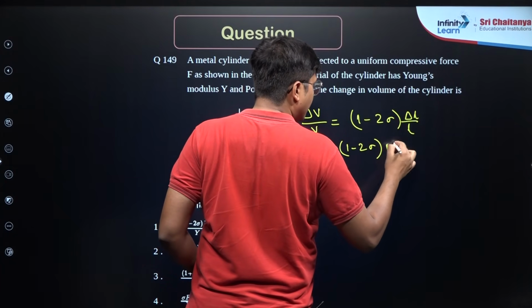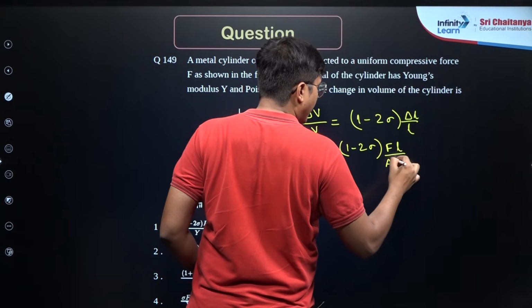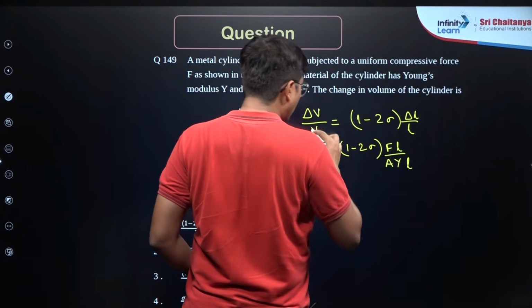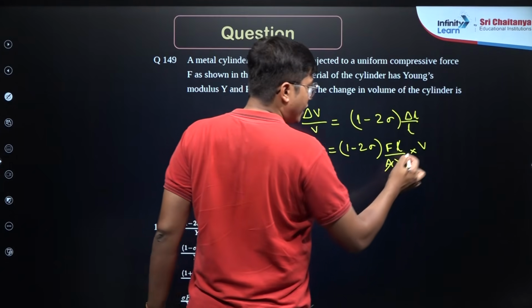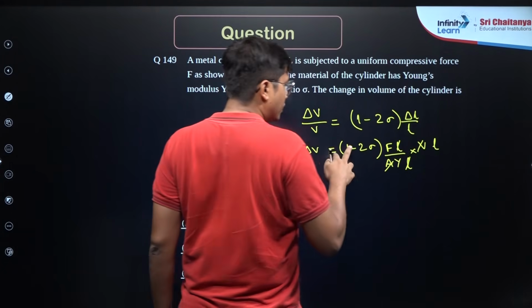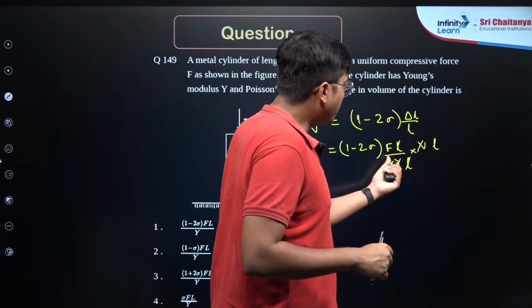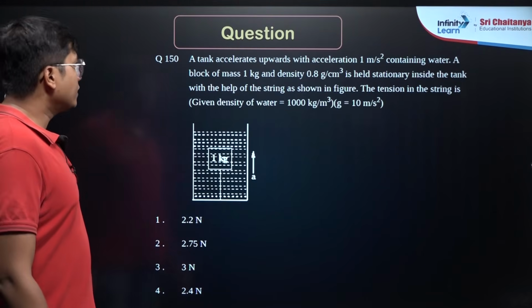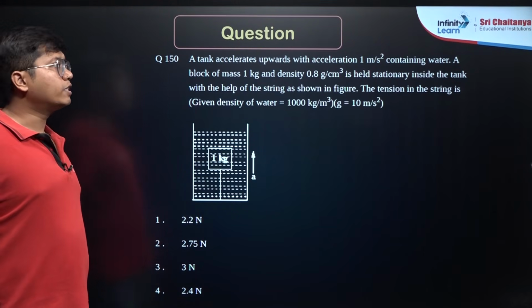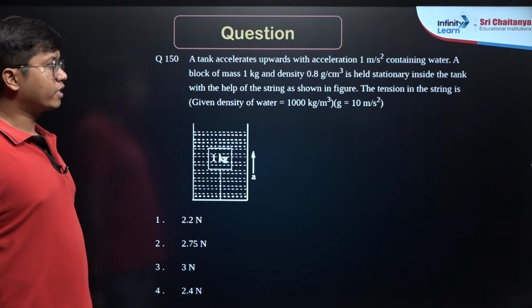I want the change in volume, so that is 1 minus 2 sigma. Delta L can be written as F into L divided by A into Y. There is an L down below and this volume I multiply on top. One of the lengths cancel. Area with volume gives you a length here. So it is just 1 minus 2 sigma F into L divided by Y. It is option 1.